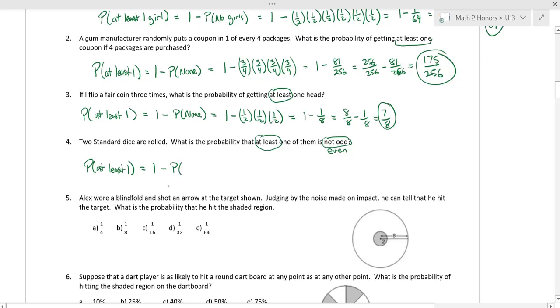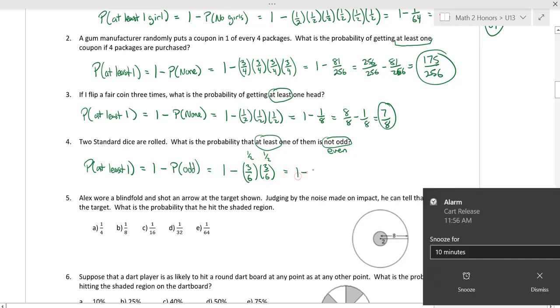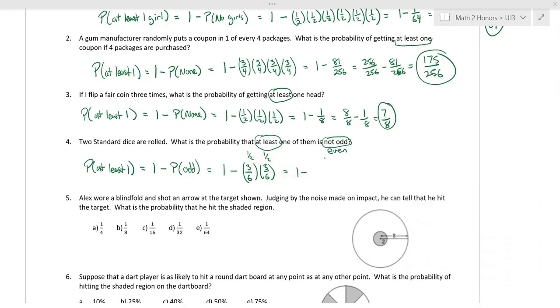So it'd be 1 minus the probability that they're both odd. Okay. So 1 minus, well, there are 3 odd numbers out of the 6, and another 3 out of the 6. You can reduce those to 1/2 and 1/2. So we end up with 1 minus 1/4, which is going to be 3/4.